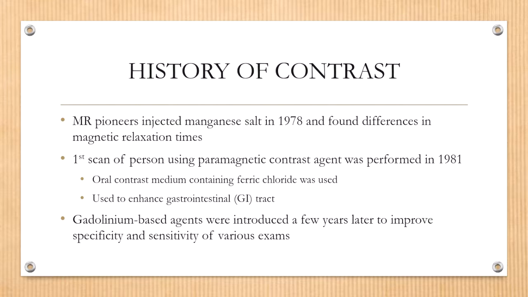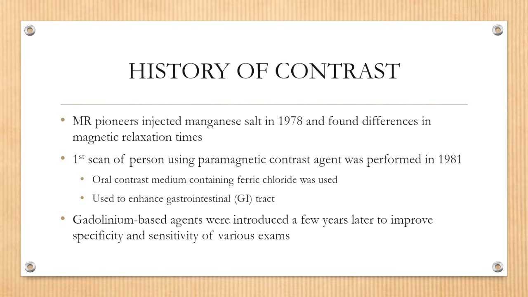started experimenting with different compounds, different chemicals, different material that they could use as extra contrast. And they found that injecting manganese salt altered the magnetic relaxation times of tissue. And that gave them the aha moment where they realized that certain metals and certain material found in the earth, as well as material that can be created, can alter the magnetic field. And by altering the magnetic field, it could alter the relaxation times of tissue.